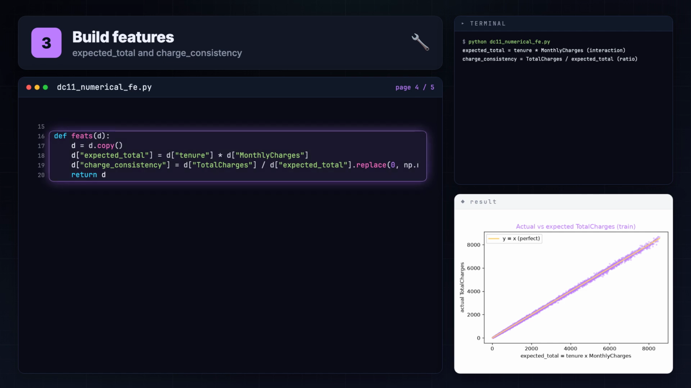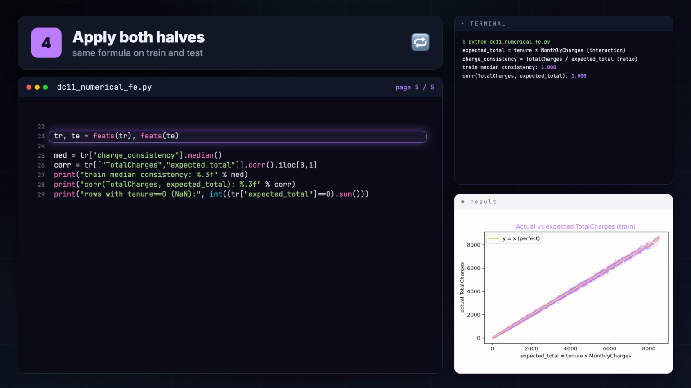Build expected total as tenure times monthly charges, the interaction, then charge consistency as the actual total over that expected total. Apply the exact same two lines to train and to test. No fitting, nothing shared, pure row math.